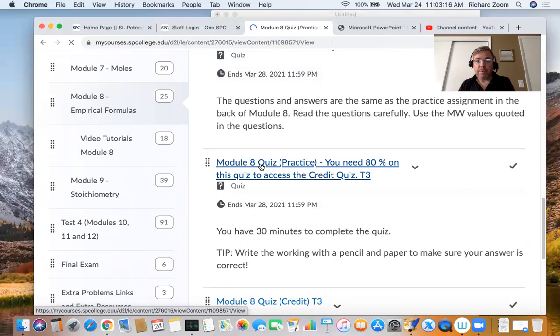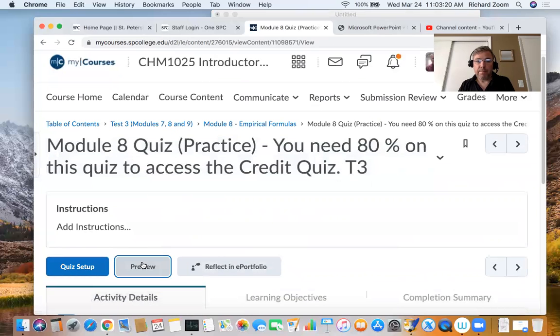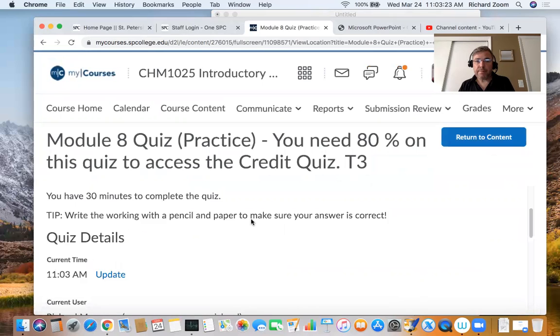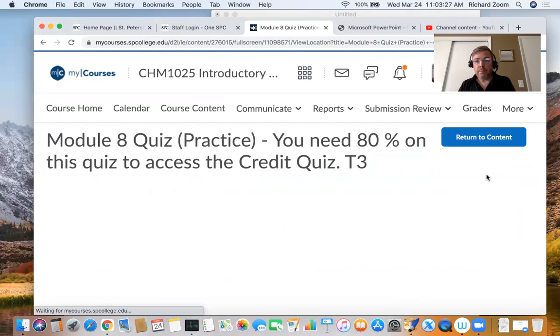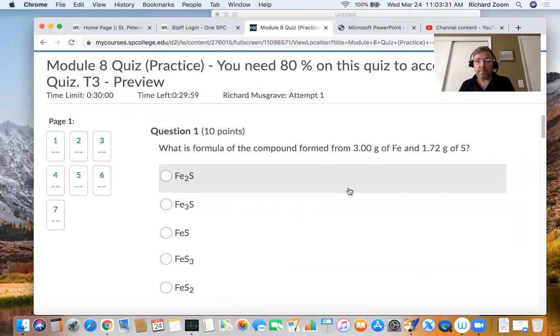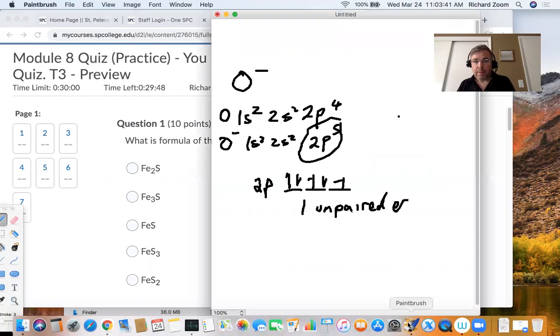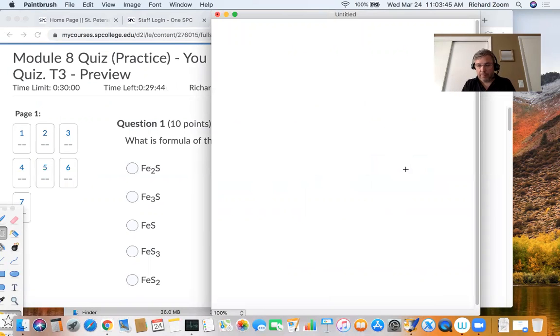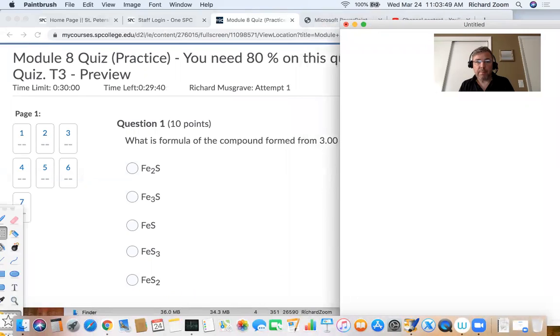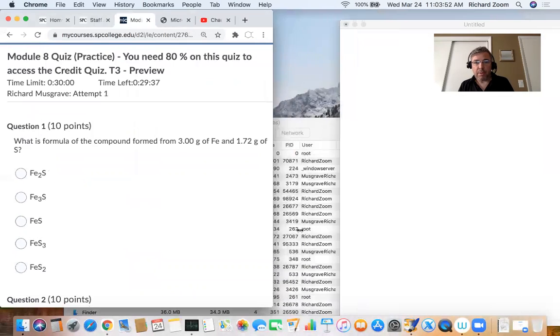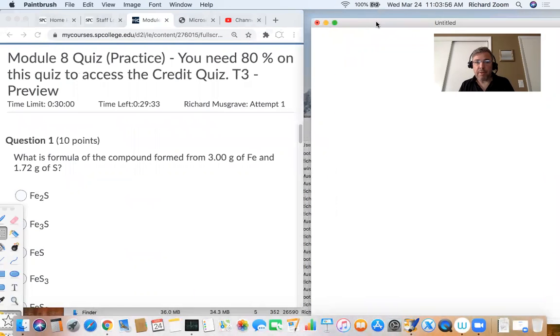So what I want to do was go through the Module 8 practice quiz. I'll do those examples. Okay, so you'll notice that these are all multiple choice pretty much. So what I want to do is just go through them. So for the first one, what is the formula of a compound formed from 3.00 grams of iron and 1.72 grams of sulfur? So the way I do this is I would set this up as a table on a separate sheet of paper.